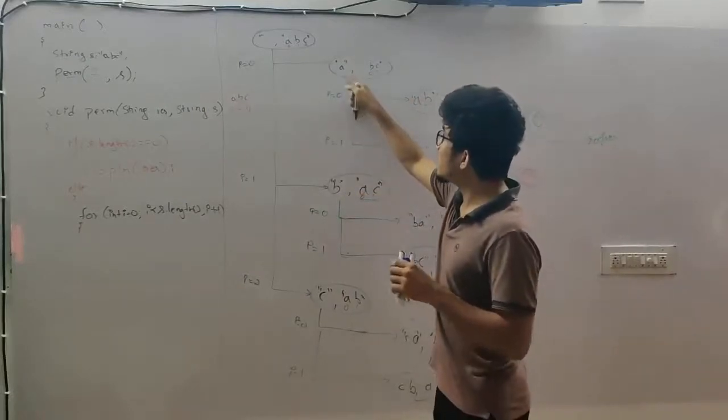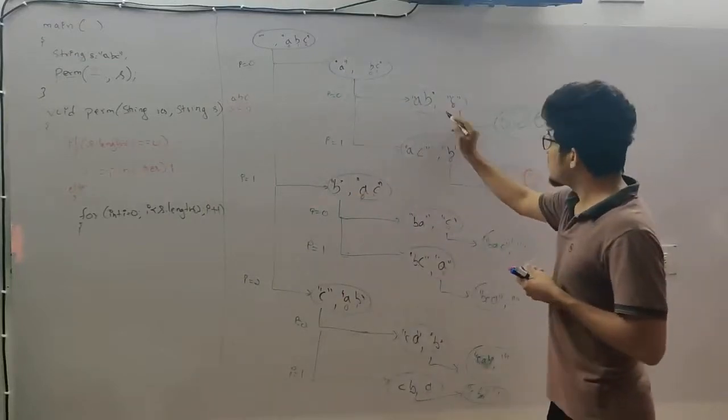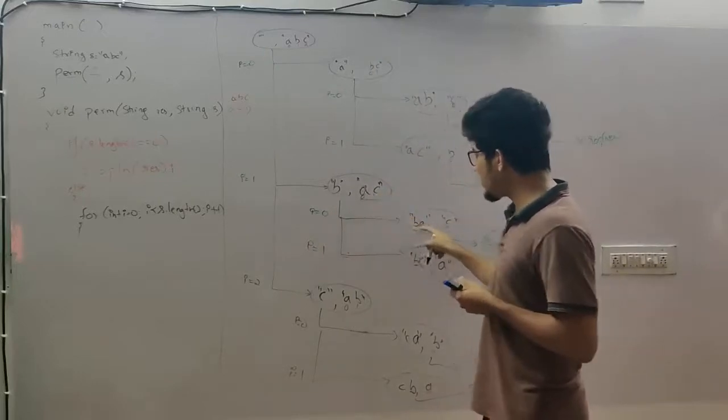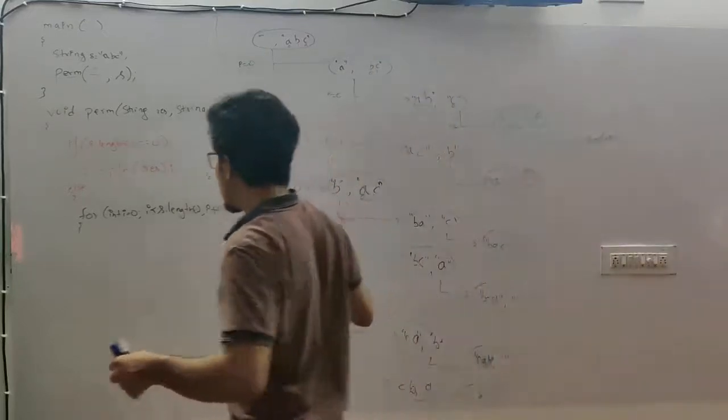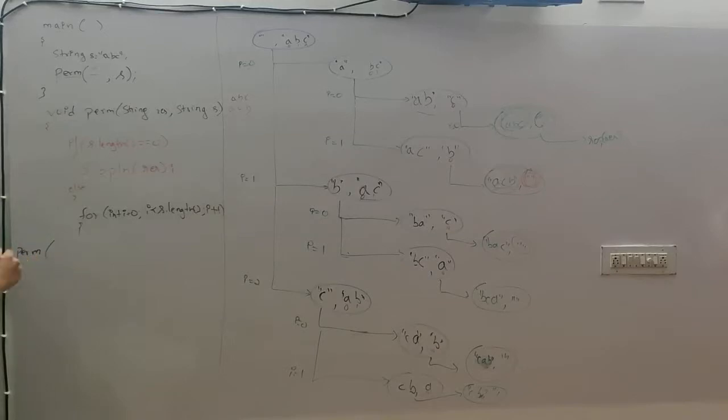Do you think the 0th character is added to the previous result? Yes. Here as you can see, the 0th character A is added to the previous result. That's why I will call the perm method. Let me write it here. I'll call the method for permutation where the ith character is selected.